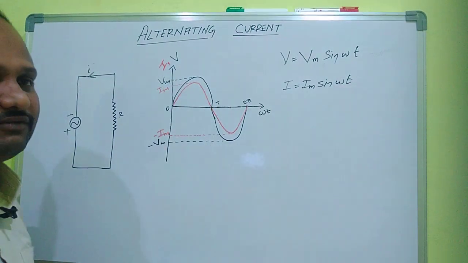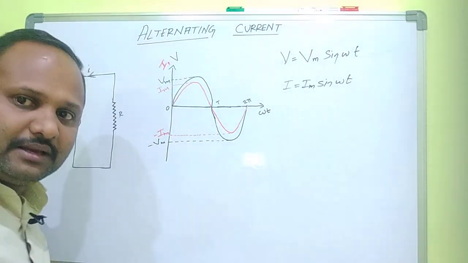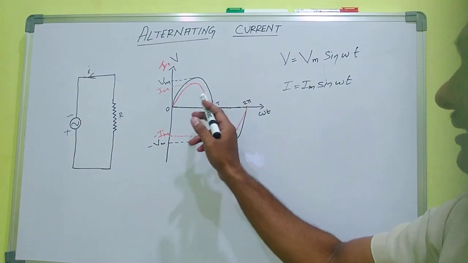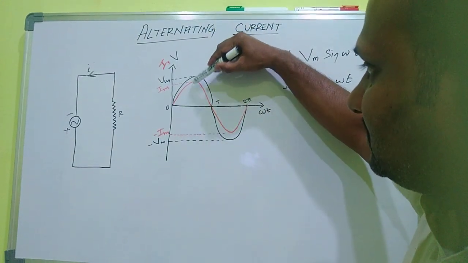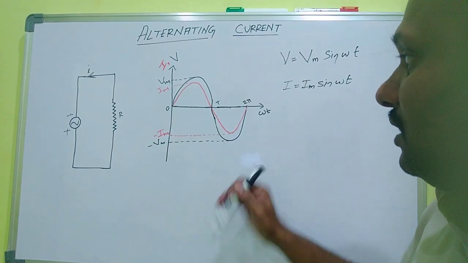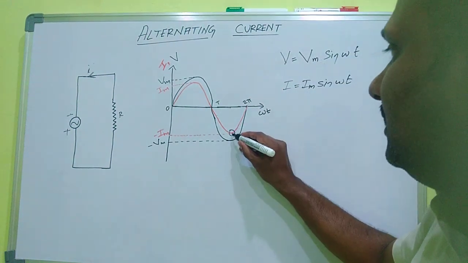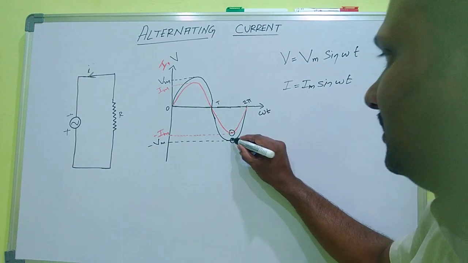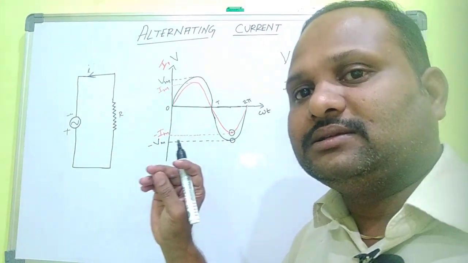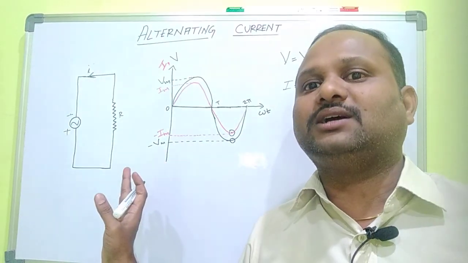Vm is otherwise known as the amplitude of the voltage, because here the voltage's maximum displacement is Vm. In the given graph, Vm is here and Im is here. The negative maximum of current is marked here, and the negative maximum of voltage is marked here. So look at the diagram. In the diagram, both change their direction in a regular interval of time, so both are alternating in nature.